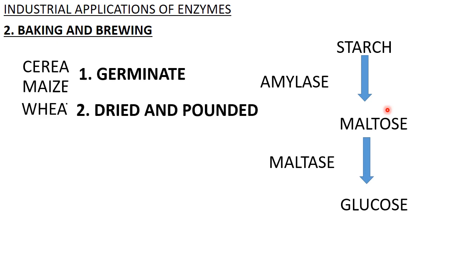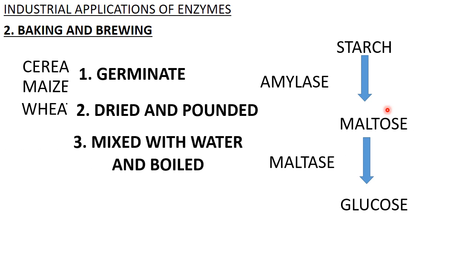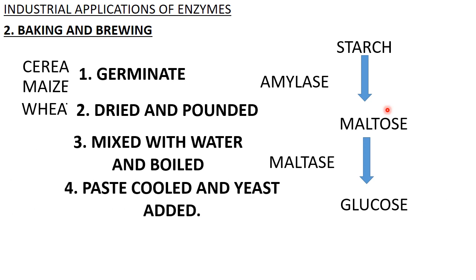Once this is done, the next thing is the cereal is dried and pounded to form powder. Once the cereal is in its powdered form, it's mixed with water and boiled. Then it's cooled and the yeast is added. Once you mix with water and boil it, a paste is formed, and you cool the paste and then you add yeast.